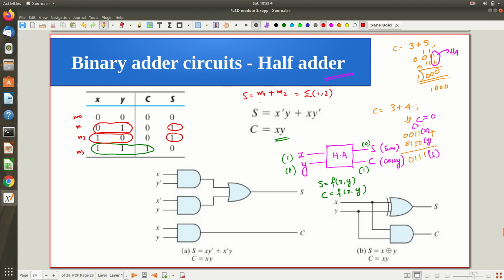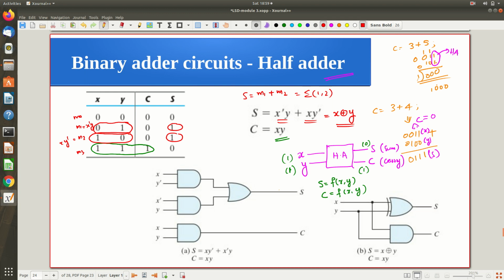Or what is min term 1? Min term 1 is x bar, because x is equal to 0, right? Min term 1 is x bar y. Similarly, min term 2 is x y bar. Fine, x y bar. So both of them are active, x bar y and x y bar. And this is nothing but the expression of XOR gate, right? X XOR y. This is XOR gate.